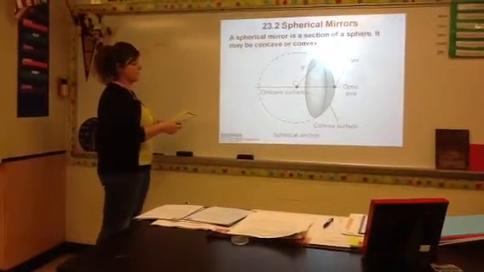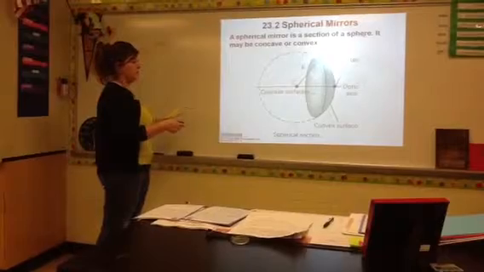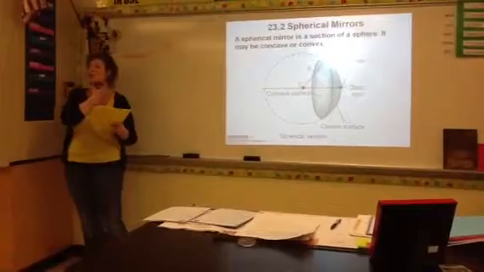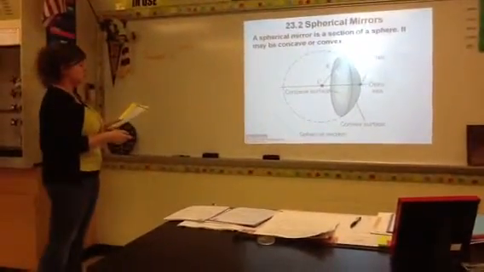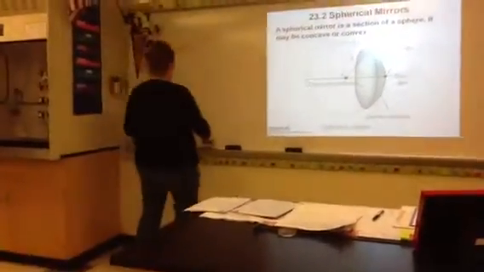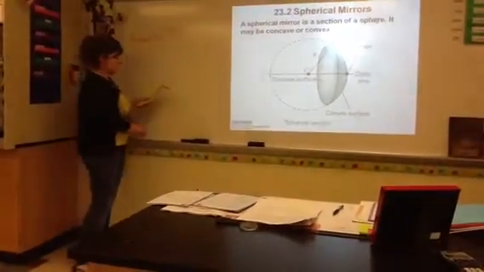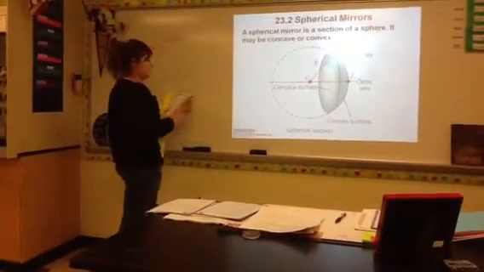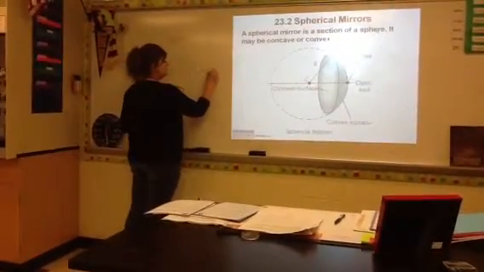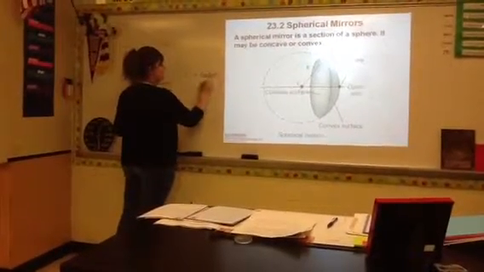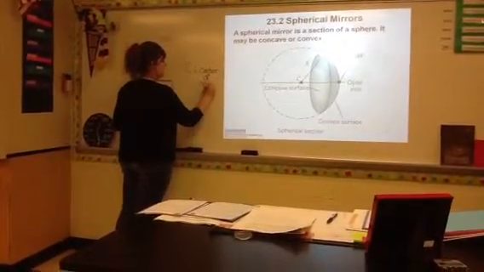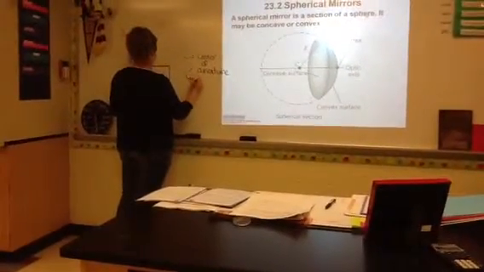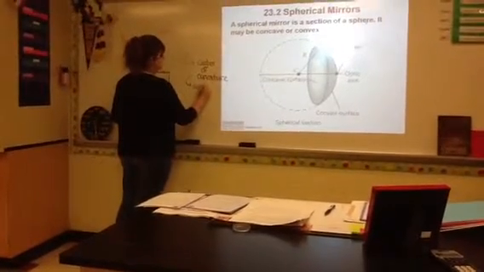Our point C, capital C here, it's right in the middle. This is something called the center of curvature. Your center of curvature is the point on the optic axis that corresponds to the center of the sphere. So C just stands for center of curvature, and that is just the center of the sphere.